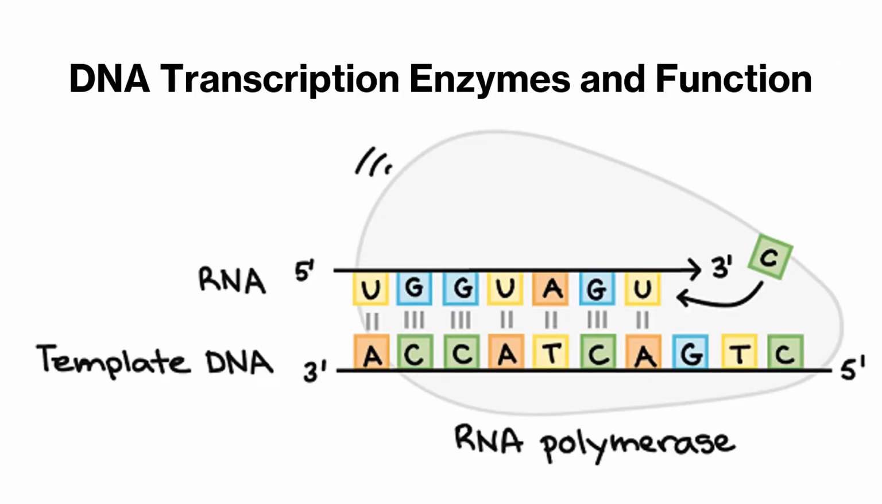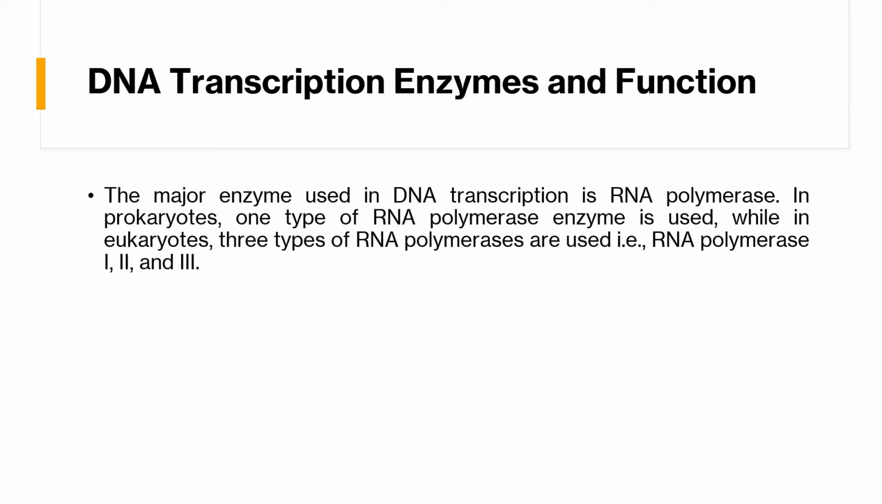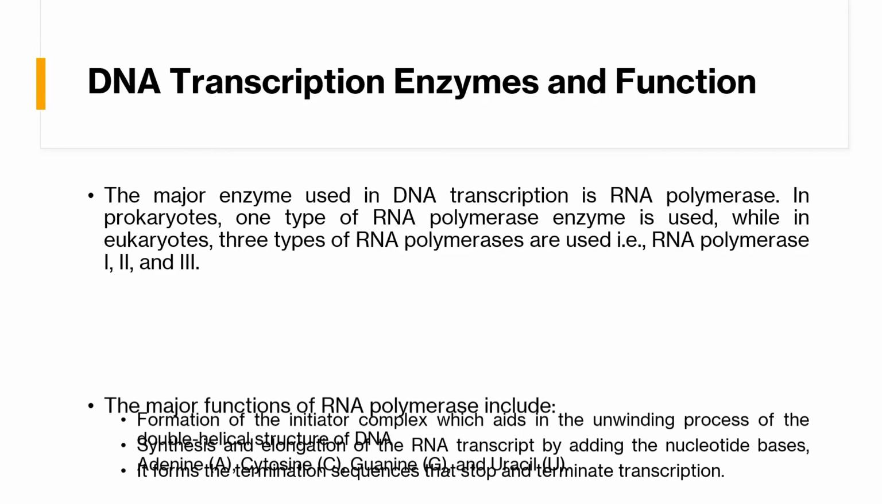DNA transcription enzymes and function. The major enzyme used in DNA transcription is RNA polymerase. In prokaryotes, one type of RNA polymerase enzyme is used, while in eukaryotes, three types of RNA polymerase enzymes are used. For example, RNA polymerase 1, 2, and 3.